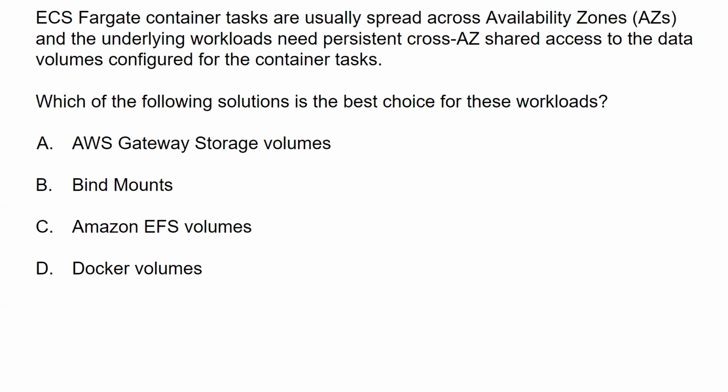ECS Fargate container tasks are usually spread across AZs, and the underlying workloads need persistent cross-AZ shared access to the data volumes configured for the container tasks. Which of the following solutions is the best choice for these workloads? AWS Storage Gateway Volumes, Spine Mounts, Amazon EFS Volumes, Docker Volumes.